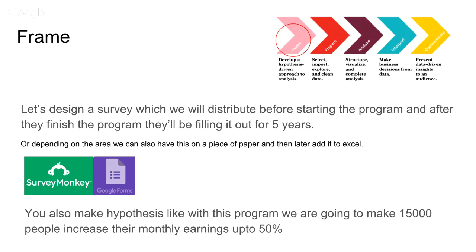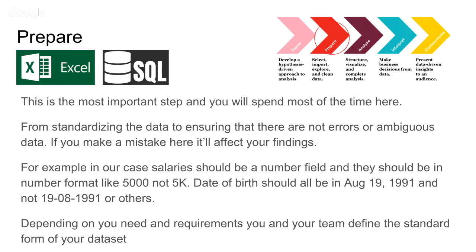So for example, if we have made a hypothesis that, hey, with this program, we're going to make 15,000 people increase their monthly income by up to 50%. This is just an example of one hypothesis, or one goal that we had in mind when we actually started doing this program. So these are the questions that you define. Basically, these are not the end goals, but these are the questions that you want answered when you go through a certain program. Then the next stage comes in, which is the preparation of the data.